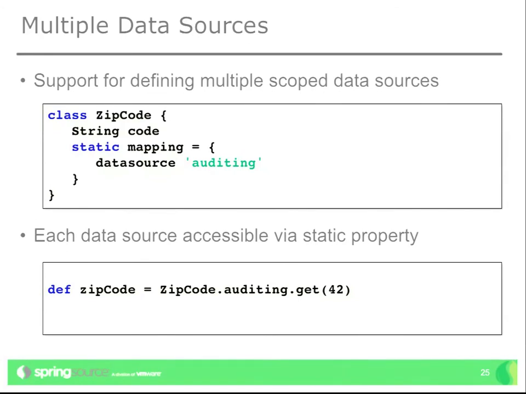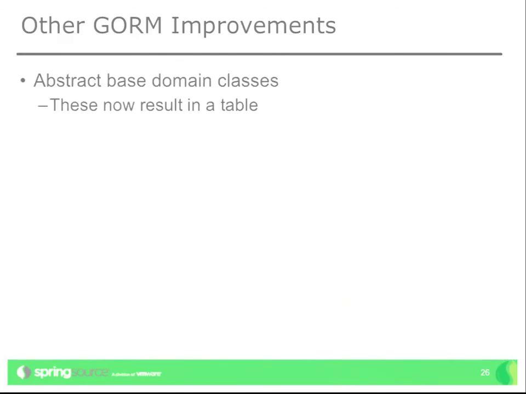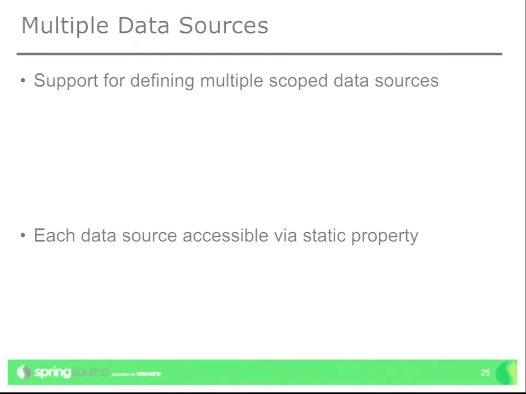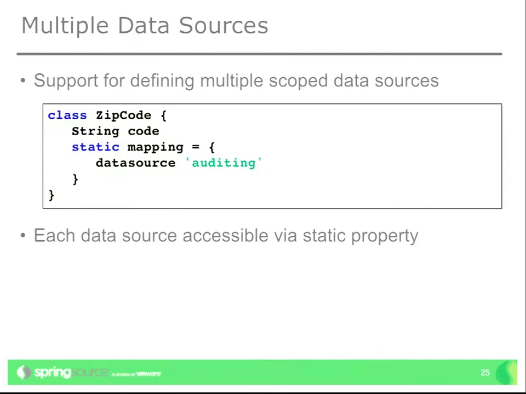So any query method that you can invoke on a domain class, you can invoke on that data source namespace property there. Right? We're not going to see an example of this here, but let me back up. Right there in the zip code source code, this says data source auditing. All zip code objects are going to be associated with the auditing data source. You can associate multiple data sources with a domain class, and the way to do that is to invoke the data source method, but instead of passing a string to the data source method, which is what we're doing there, pass a list of strings.